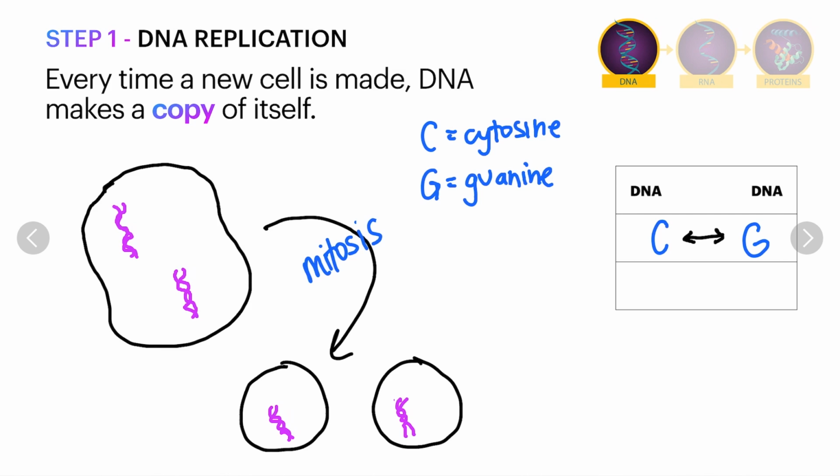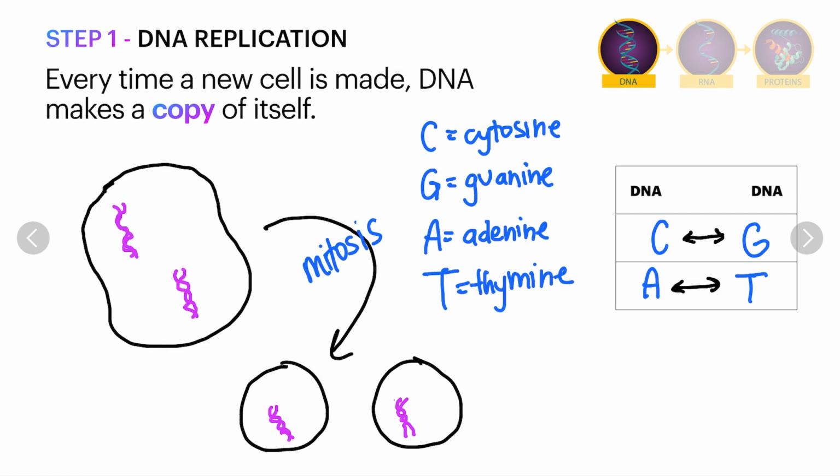The third base is called adenine, and we're going to use the letter A for that. And adenine's partner is the letter T. T stands for thymine. And so same thing with the other base pair. Every time you have an A, it pairs with a T. Every time you have a T, it's going to pair with an A. So these are the rules that your body follows when it is pairing up DNA.